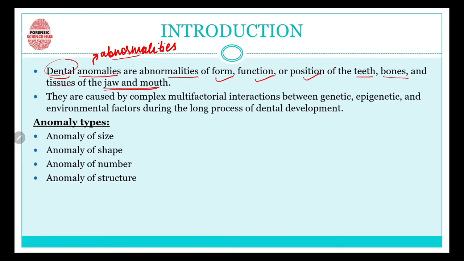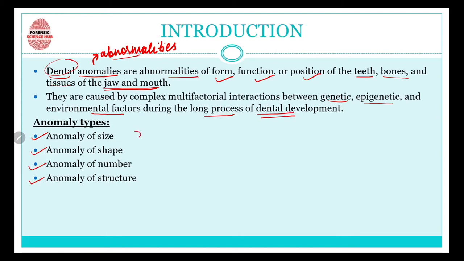Alright, they are caused by multifactorial interactions. So there are a number of factors due to which dental anomalies can be caused, and they can be genetic, epigenetic or environmental factors. These anomalies are formed during the long process of dental development, that is when our teeth are getting formed, right? So the anomalies can be based on 4 types. First, anomaly of size, then there can be anomaly of shape, then anomaly of number, and then anomaly of structure.